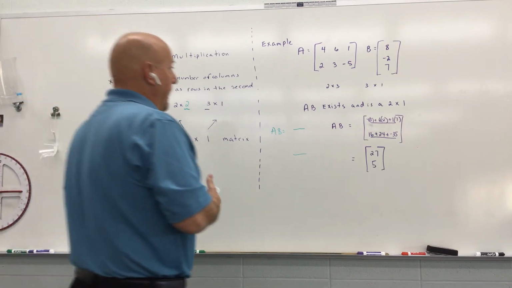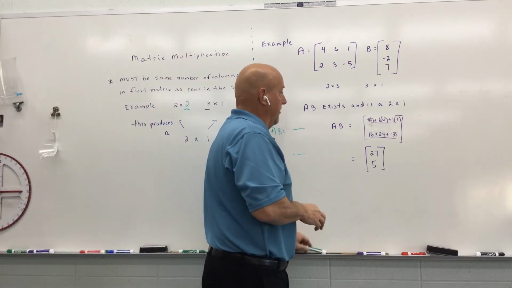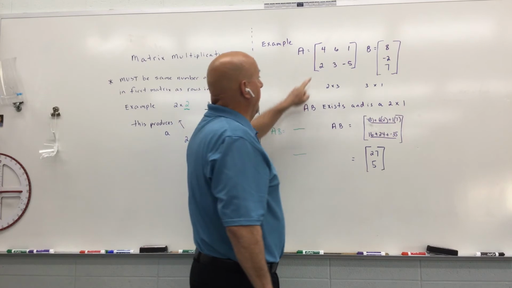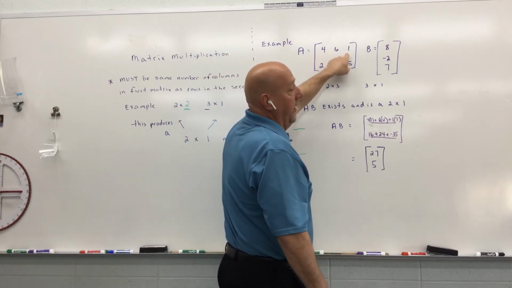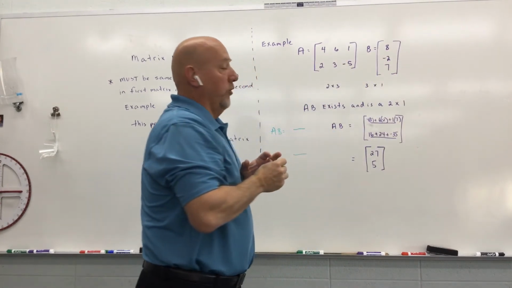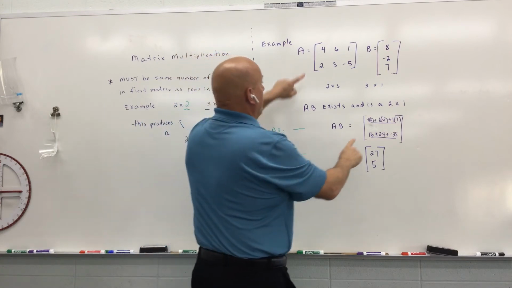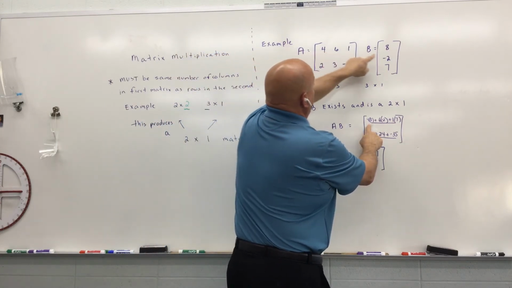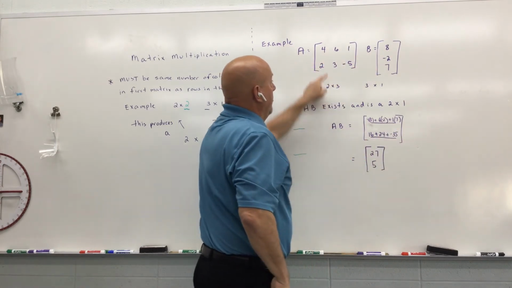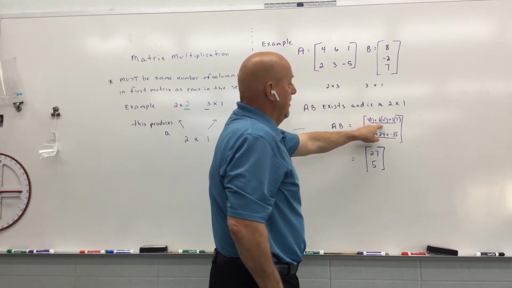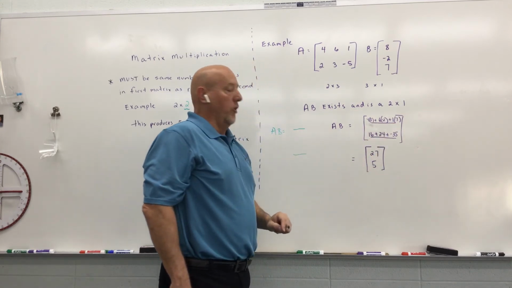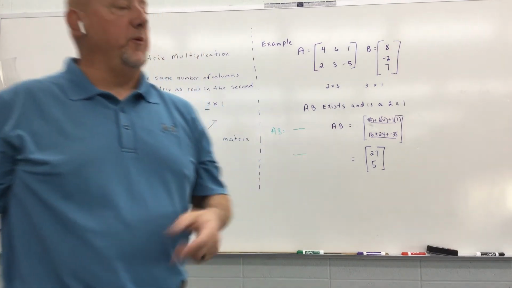So here's the math behind it, and let me go through it step by step. To figure out what goes in the first row, first column, I'm going to multiply the first row of matrix A times the first column of matrix B, and then I'm going to add those products together. So I got 4 times 8 plus 6 times negative 2 plus 1 times 7. So 4 times 8 is 32, plus negative 12 is 20, plus 7 is 27. So in the first row, first column of matrix AB is going to be 27.